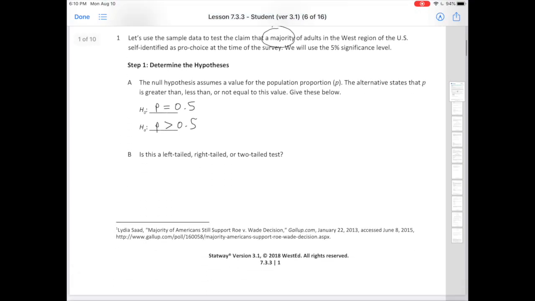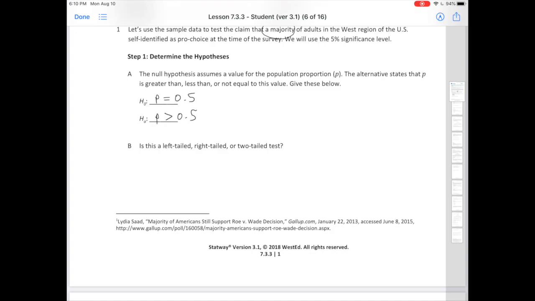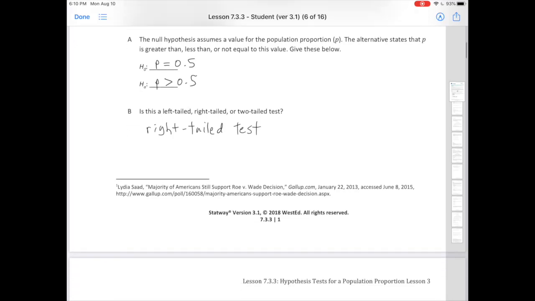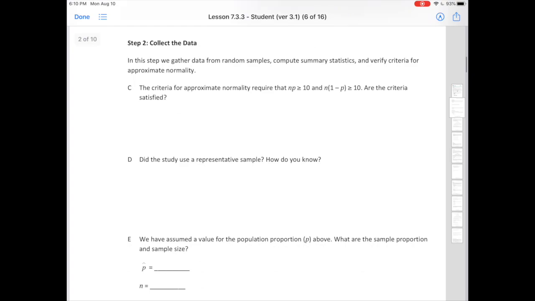Okay, let's move on. It says, is this a left-tailed, right-tailed, or two-tailed test? Well, because we have a greater than sign above, that's going to be a right-tailed test. Okay? All right, so we know that when we shade, we're going to be shading to the right.